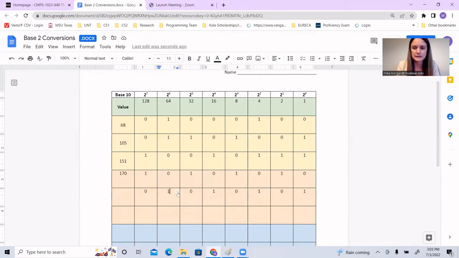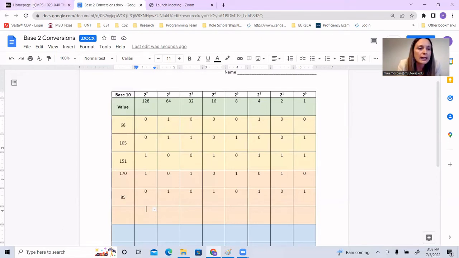And I would say 64 plus 1 is 65. So when I add those together, I get 85. And that is how you convert from decimal to binary and from binary to decimal.